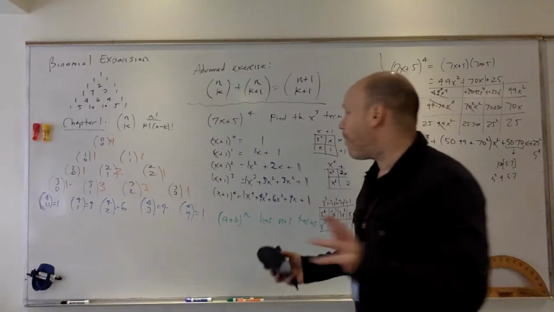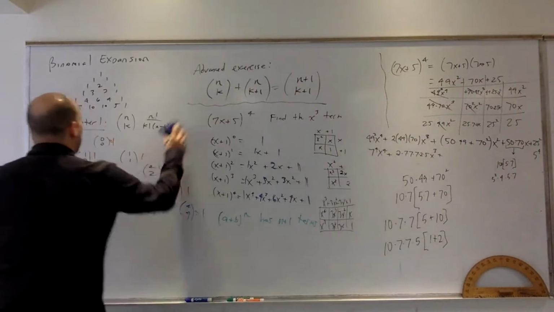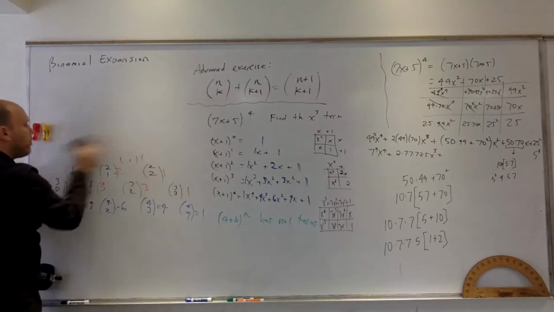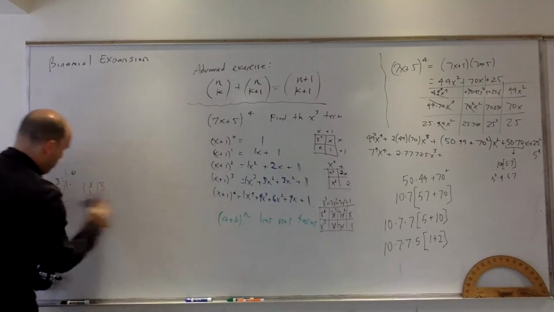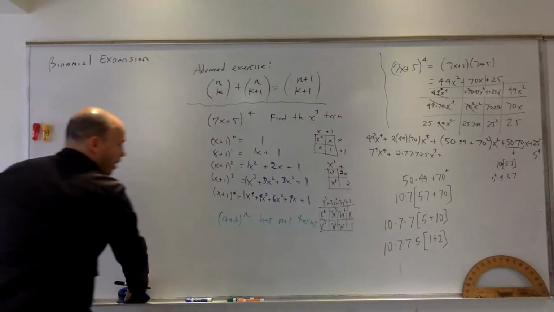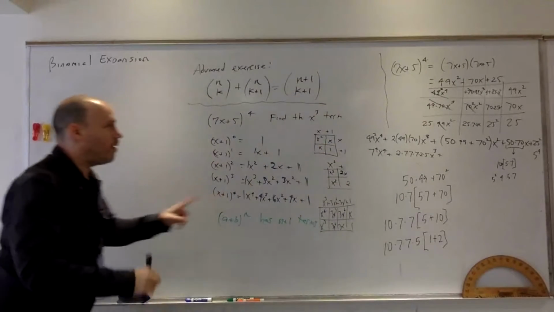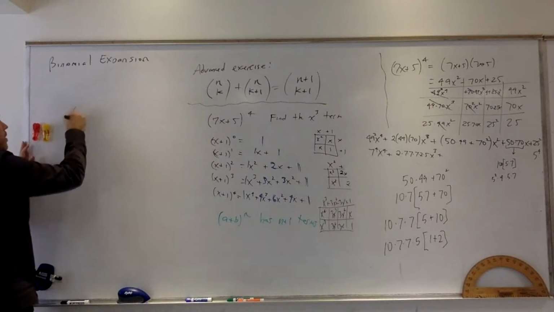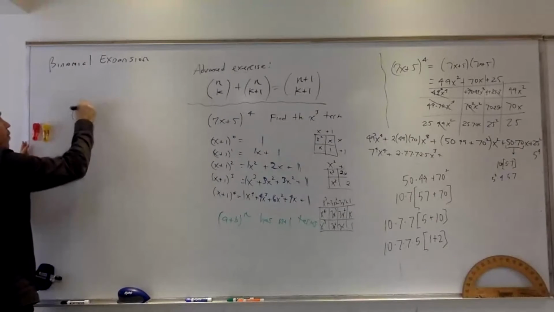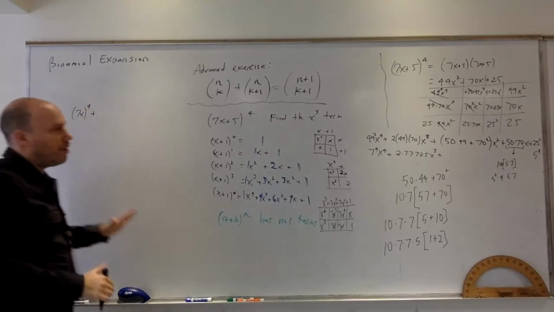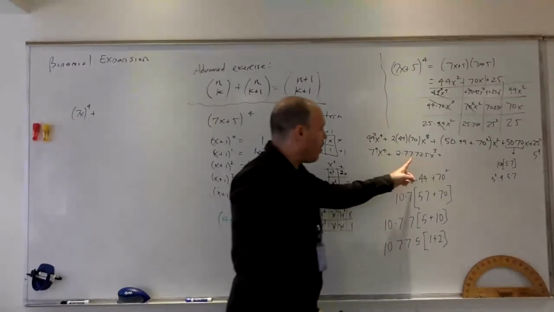Okay, let's clean this up once. I'm not asking you to do this. I'm just making a point. So let's clean this up. Let's see what we got here. What do we got here? What's going on? Well, this is 7. So the first term is 7x to the 4th plus, what's going on here?